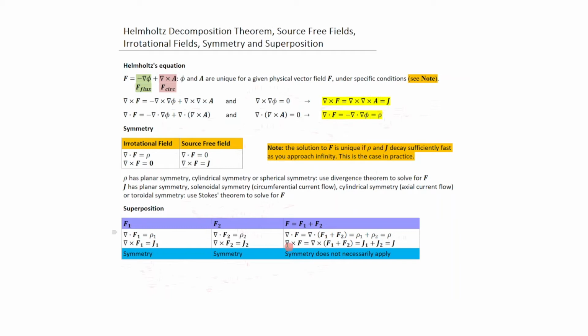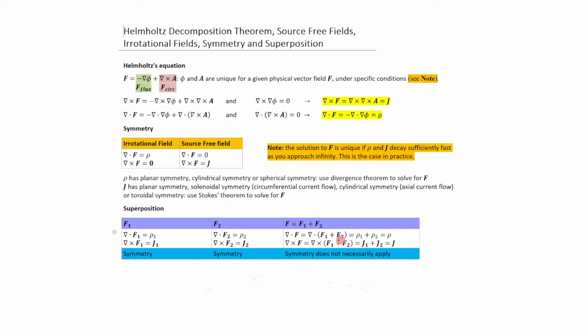In this case, basically here, curl, you'd have a J1 for this one and a J2 for this one. If you basically take the curl of the total vector field, again because of linearity, this can be curl of F1 plus curl of F2, which is J1 plus J2. So given a J, you can break it out into two independent J's, each having a specific symmetry. Solve for each one of them, sum the results, and get J.